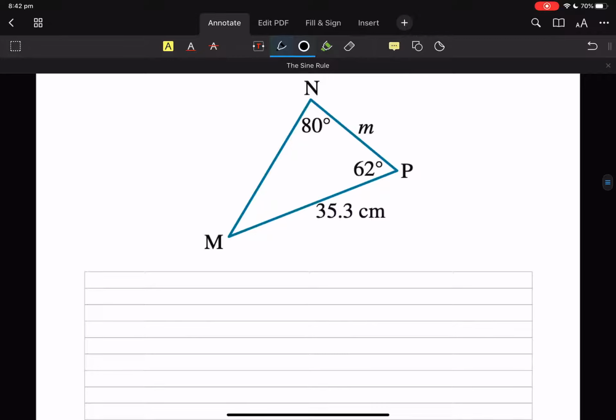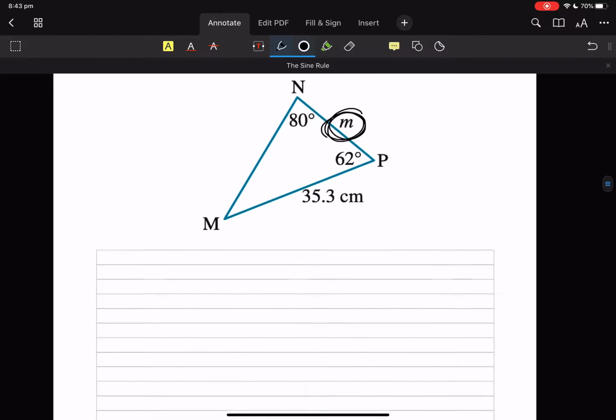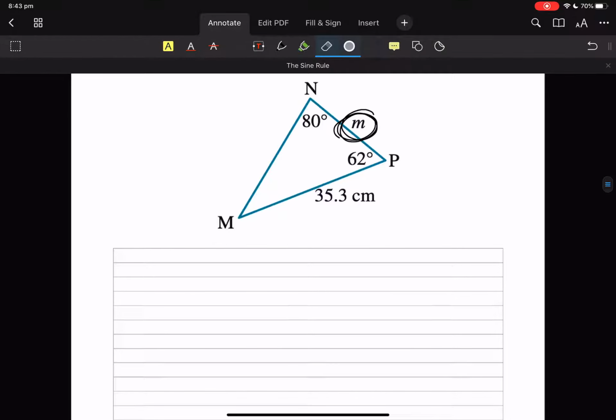We need to find M. A, B and C, I don't really care. M, N and P, they're all just letters. So let's stick with a over sine A equals b over sine B. You don't have to write the third one in.